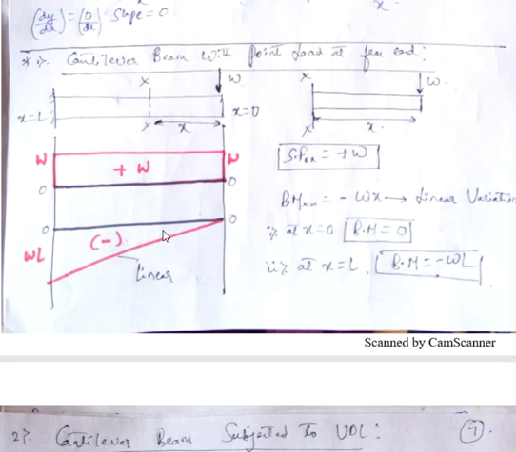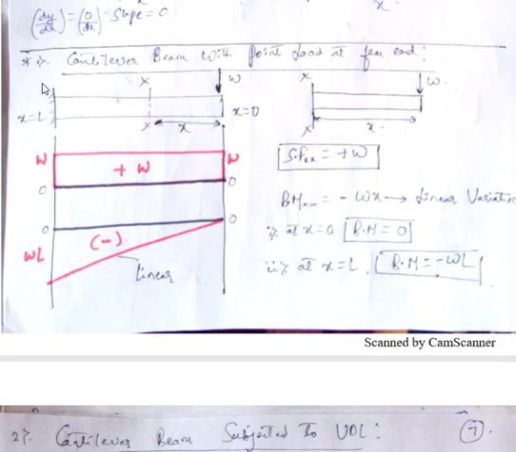Whether to use a straight line or a curved line depends on this equation. Here I am getting linear variation. Linear variation means I can join from 0 to this value by means of a straight line. I have taken this straight line downward because I am getting the bending moment as minus. So this is how to plot a shear force diagram and bending moment diagram. The procedure is the same for all the problems.